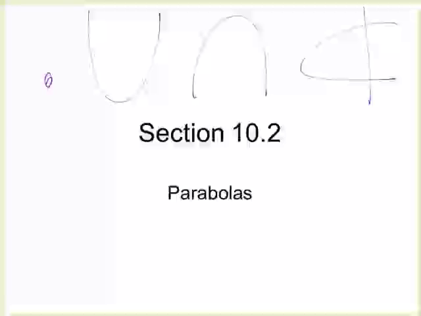In Chapter 10, we're going to be talking about conic sections. There are 4 different types of conic sections. And the first one's a parabola. And our conic sections, we are not worried about whether or not they are functions. So today we're going to have parabolas that face up, down, or left or right.